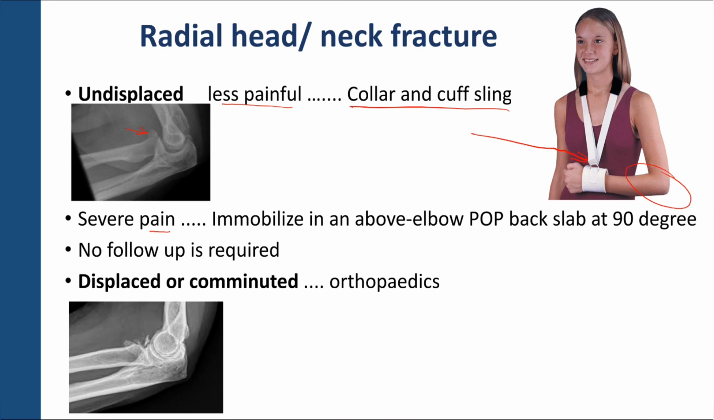If the patient is having severe pain, immobilize it in an above elbow POP back slab. So a back slab at 90 degrees for those patients who have severe pain. No follow-up is required because most of them will heal by themselves. But if it is displaced or comminuted like this patient, it needs orthopedic follow-up.